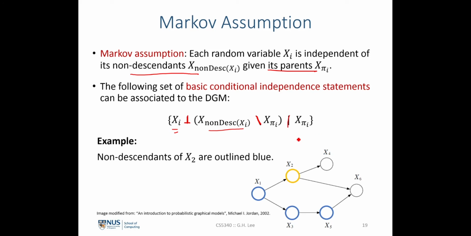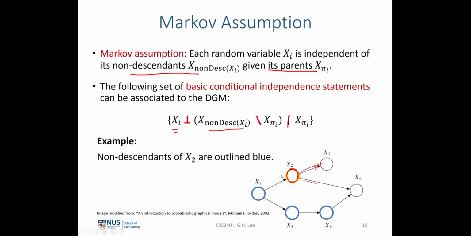given that we have observed the parents of xi. And here's a general example. In the case of x2, all the non-descendants of x2 are outlined in blue. By the way, the color of the circle doesn't mean anything. It's just for illustration in this specific example. So we can see that the non-descendants of x2 are x1, x3, and x5, whereby we can trace out the descendants of x2 by following the paths here, and we can see that x1, x3, and x5 are not reachable via these trails from x2, and hence they are the non-descendants of x2.